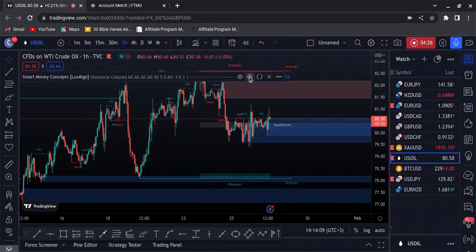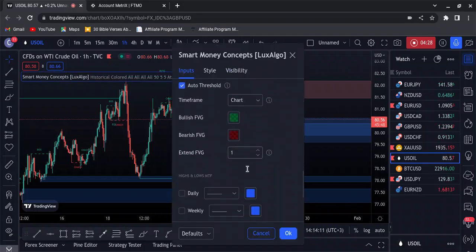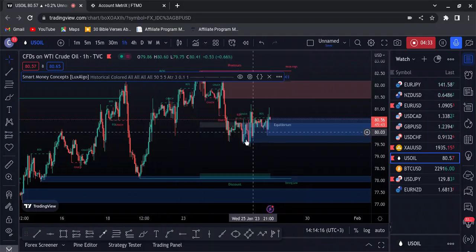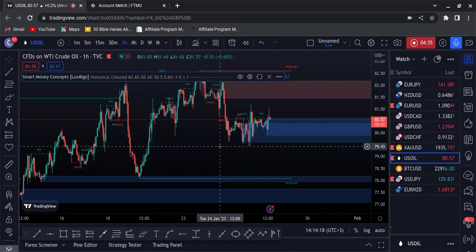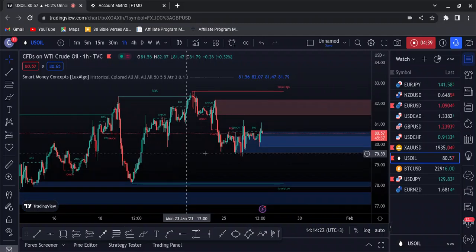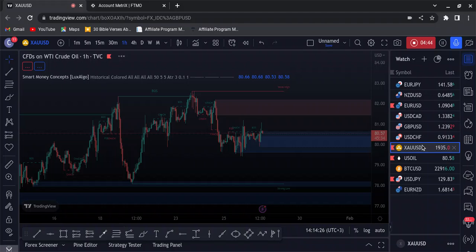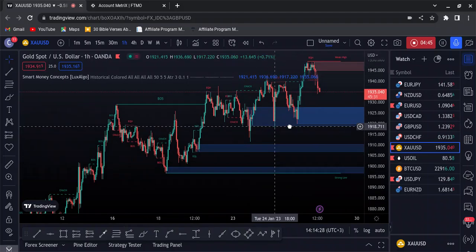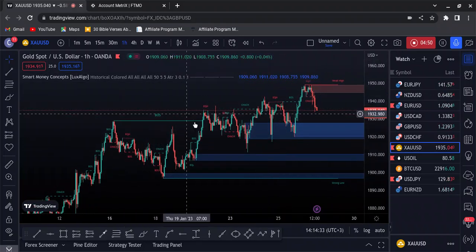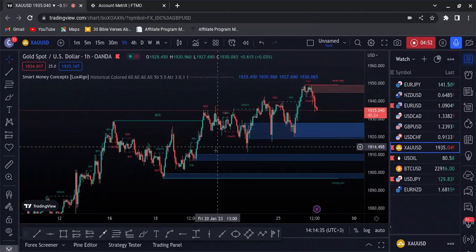I prefer having it like that. So with that said, I'm going to share with you now a trade that I took using this, one of the trades that gave me such beautiful performance. The trade was on gold, and I took a buy trade.